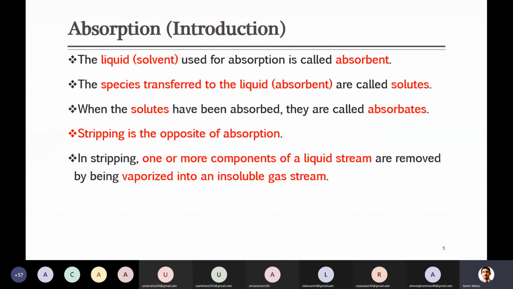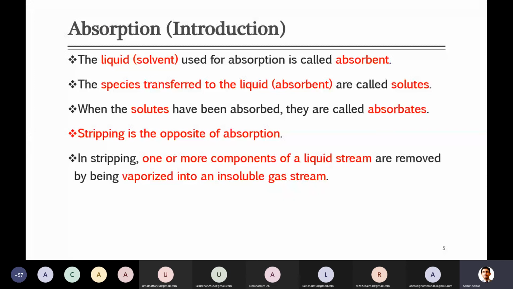In stripping, one or more components of a liquid stream, if you properly define it, are removed. And how are they removed? They are removed by vaporizing into an insoluble gas stream. Insoluble here means the gas stream which you are bringing in as a mass separating agent. Last time we discussed that in an absorption column as well as a stripping column there will be some mass separating agent. You have to introduce some mass separating agent stream. For example, in the case of absorption, what is the mass separating agent?